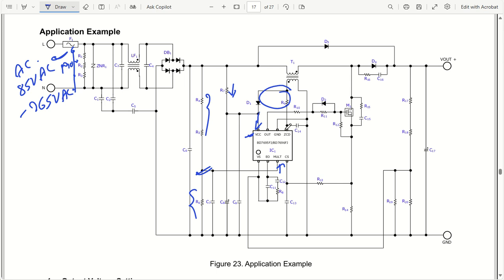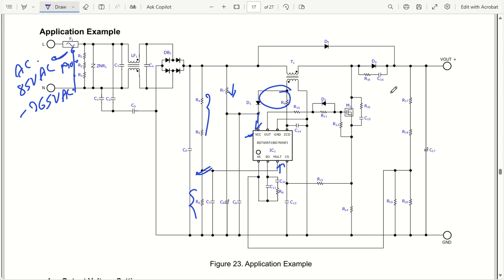There is one more output pin. This output pin is going to go here at this particular point, which is going to drive the gate of the MOSFET. So this is the external MOSFET that we are actually concerned about, which will be driven, and the output will keep on coming based on the inductor charging and discharging.